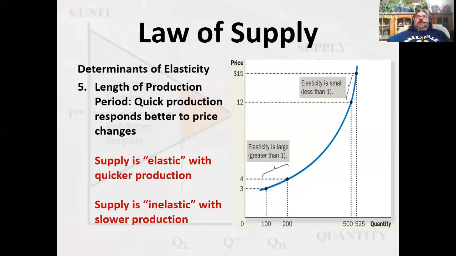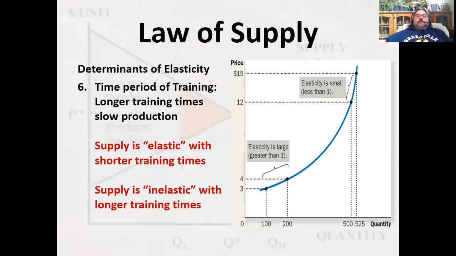Your production time on crops is generally the growing season, from planting in March, April, May to harvesting in September, October, November. You're looking at anywhere from 5 to 7 months of production time to react to a change in demand. So when you have a supply with a quicker production period, you have an elastic supply. When you have a supply that has a very slow, lengthy production period, that supply is said to be inelastic.